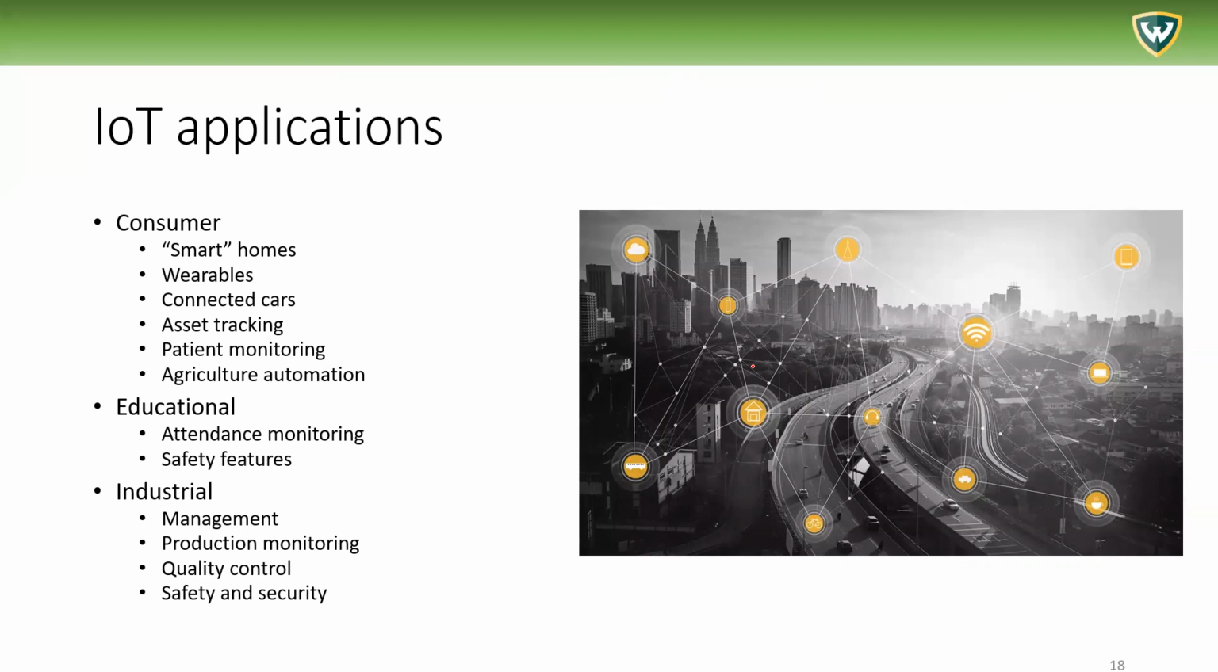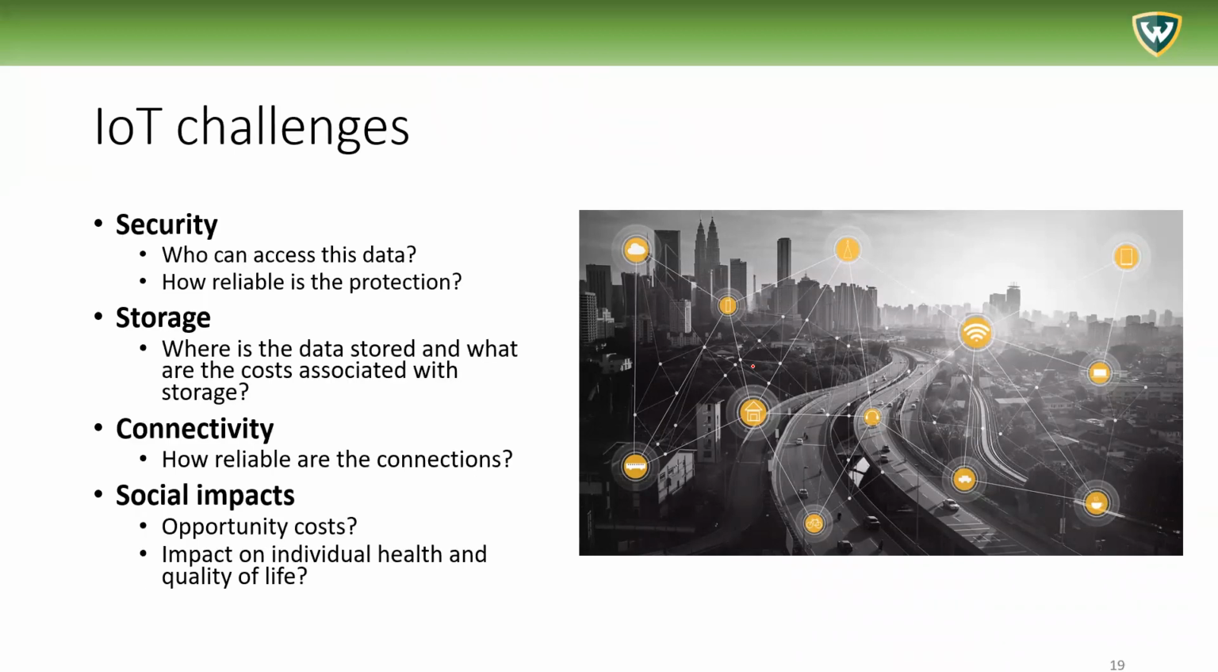Safety features are also possible: cameras or other kinds of sensors can detect objects that should not be in the school and then alert someone automatically, things like that. Industrial applications include management, production monitoring, quality control, and safety and security. These are just some of the examples that are already being used, but also that could be developed in the Internet of Things. There are, of course, some challenges.